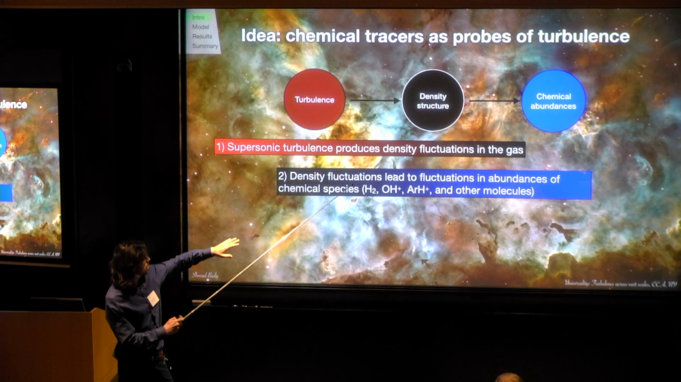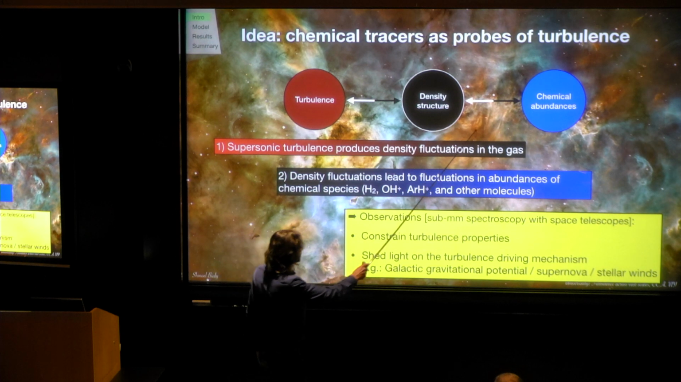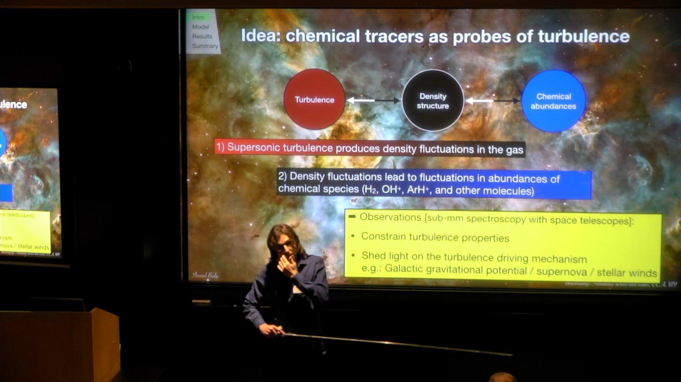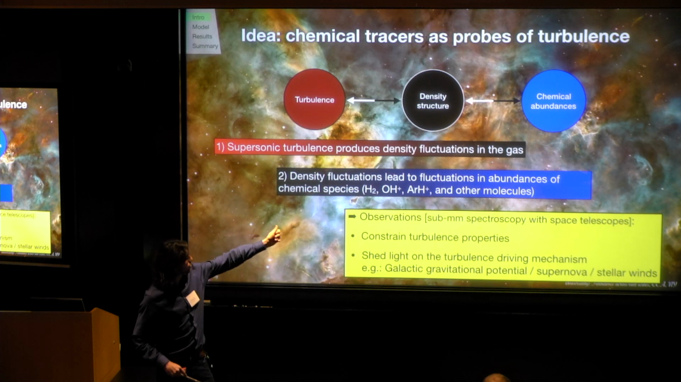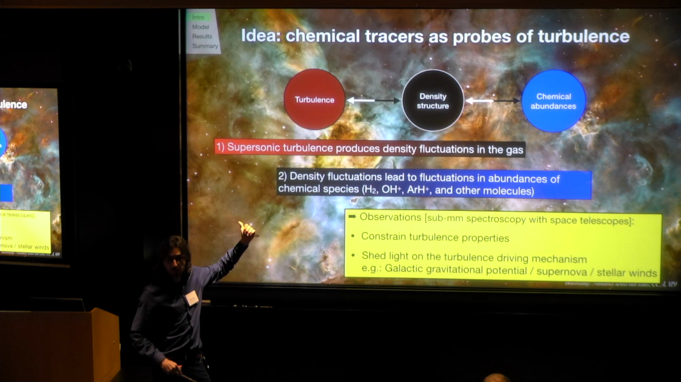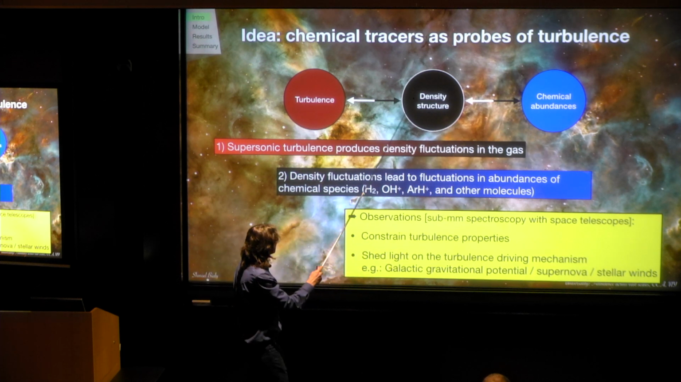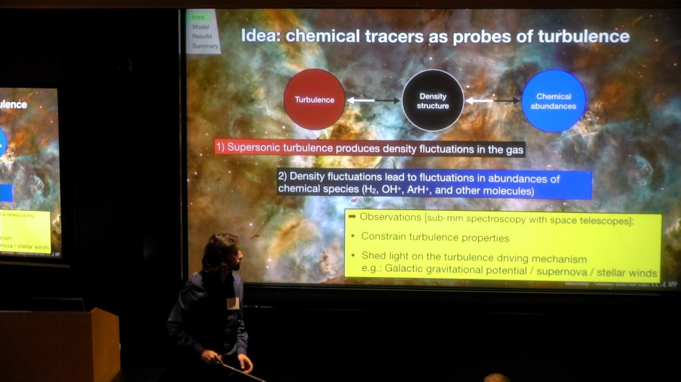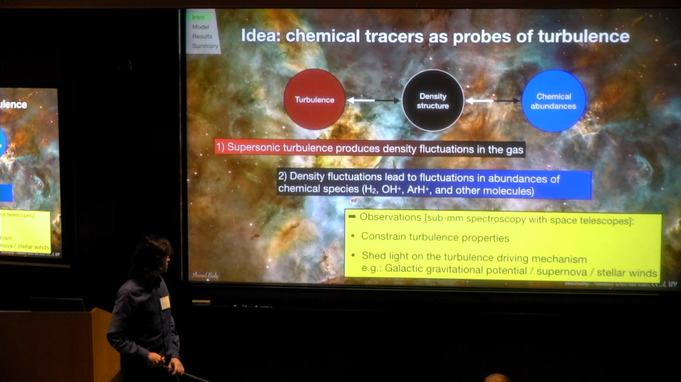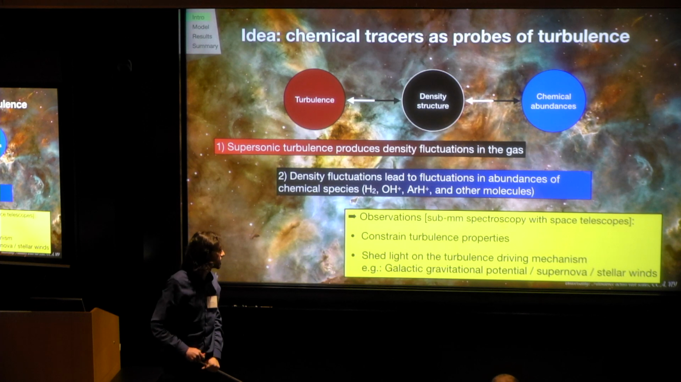Now, we can observe the abundances of these chemicals with spectroscopy, with space-based telescopes. So if we observe the chemical abundances, we can reverse the arrows and use the fluctuations in the chemical abundances to tell us something about the density structure, and then back to tell us something about the turbulence. So that's a basic idea. And then if we constrain this, we can maybe say something about the driver of turbulence in the ISM.